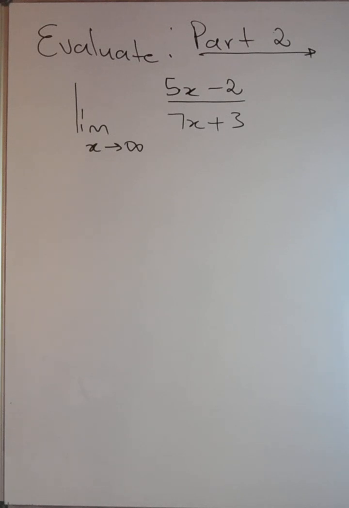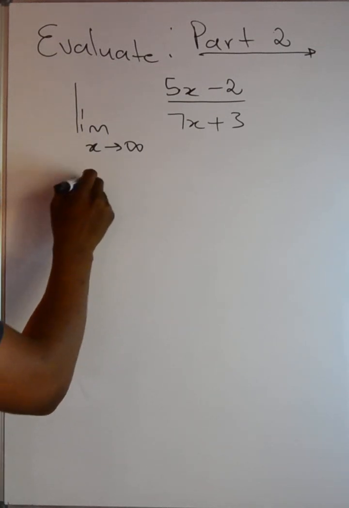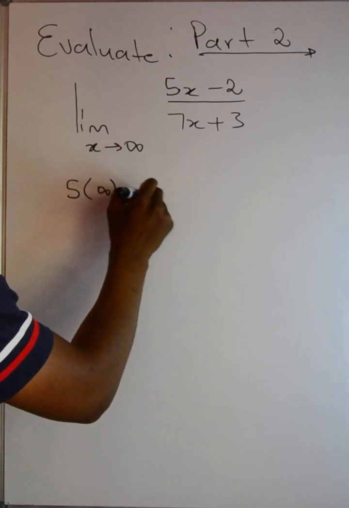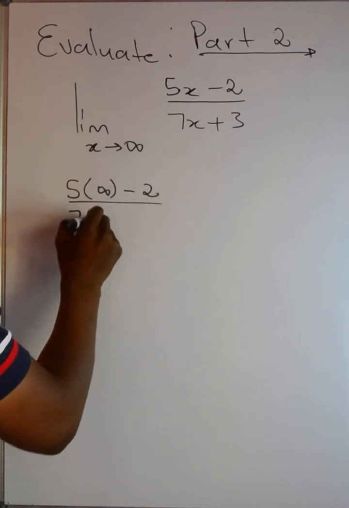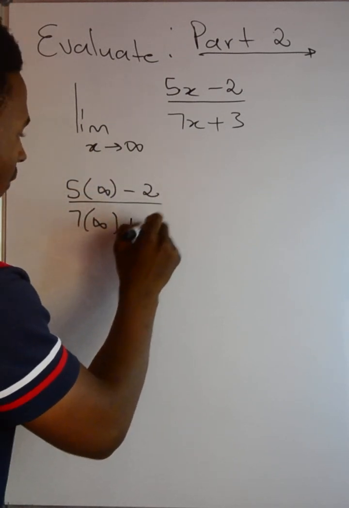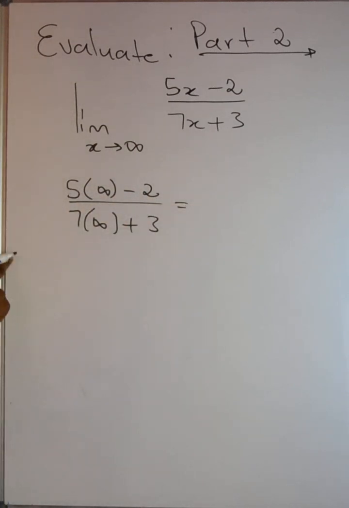So they're asking us to evaluate the limit of 5x minus 2 over 7x plus 3 when x approaches infinity. So let's try by using direct substitution. We are going to substitute infinity wherever we see x, so infinity plus 3. But what is 5 times infinity?